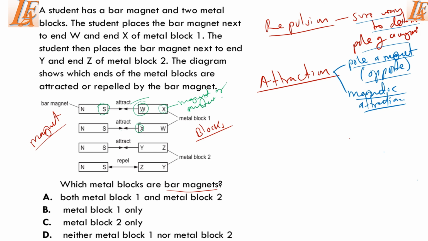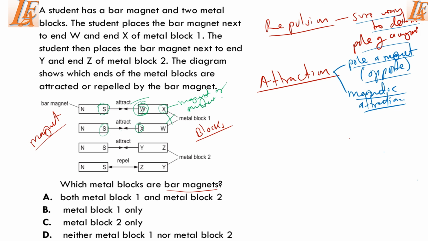But now for part X, if you introduce part X to the same pole, that is the south pole, if this was a magnet, it could have been repelled, because if this one was an opposite pole, this one will be the like pole, which will cause a repulsion. So in this case, this metal block X and W, this one is a magnetic material.